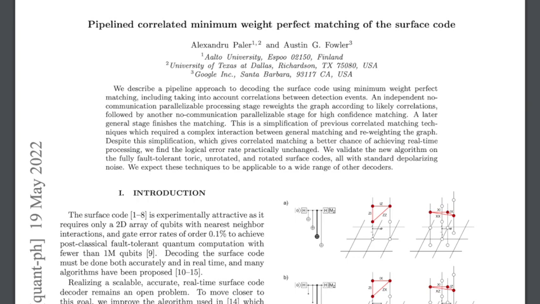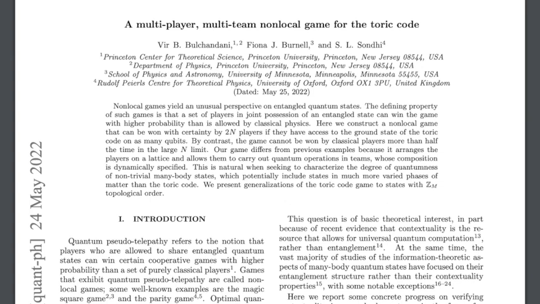Okay, next paper, multiplayer, multi-team, non-local game for the Toric code. This isn't a quantum error correcting code paper, but it's a paper about the Toric code. The Toric code is a quantum error correcting code, but as with all quantum error correcting codes, it uses very interesting correlated states. So this sort of exotic kind of correlation that is unique to quantum physics, which is known as entanglement. And there's all kinds of interesting things that can happen with entanglement, and they are looking at some of those interesting things.